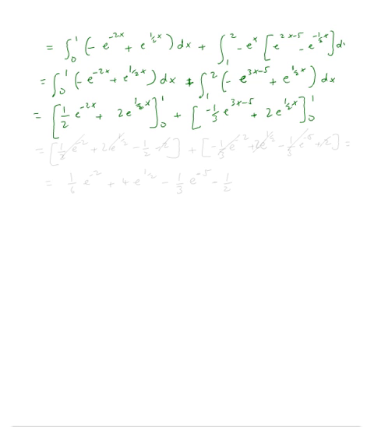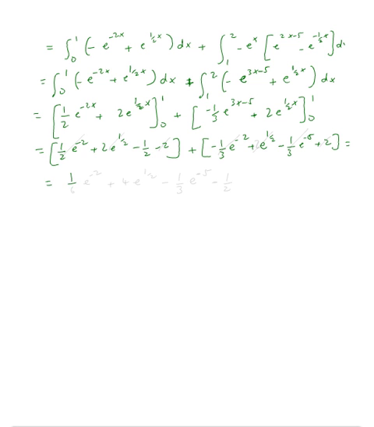Now all we do is plug it in. If you plug it in, you're supposed to get 1/2 e^(negative 2) plus 2e^(1/2) minus 1/2 minus 2, plus negative 1/3 e^(negative 2) plus e^(1/2), minus 1/3 e^(negative 5) plus 2.